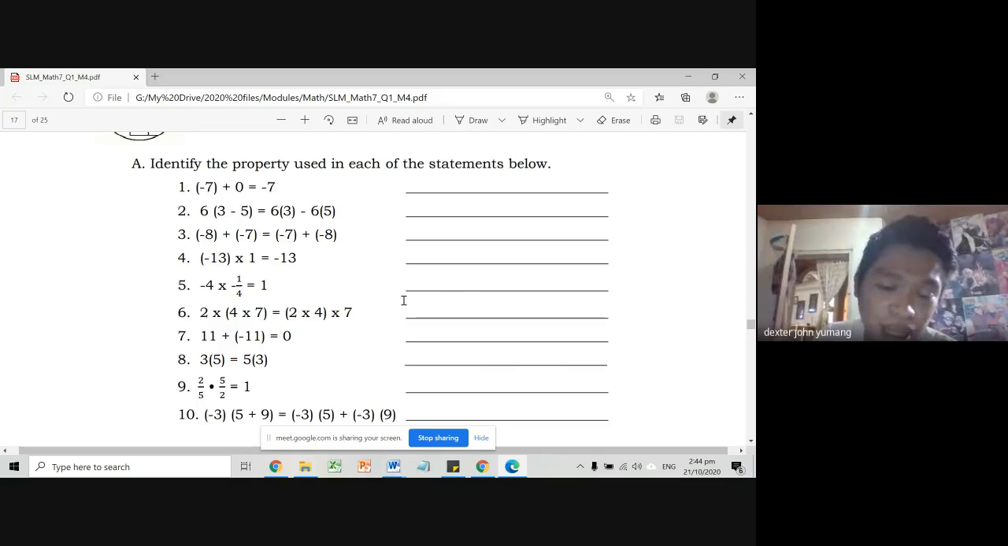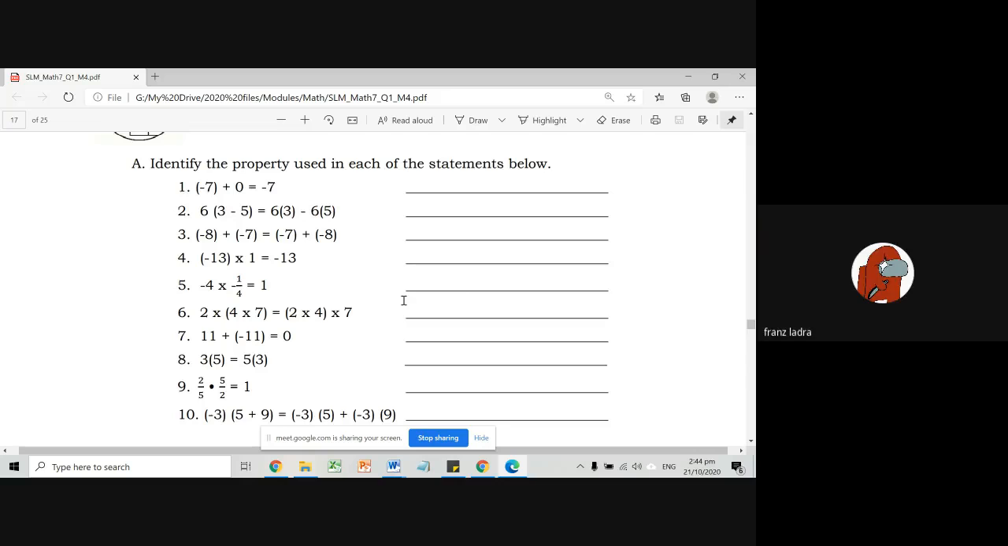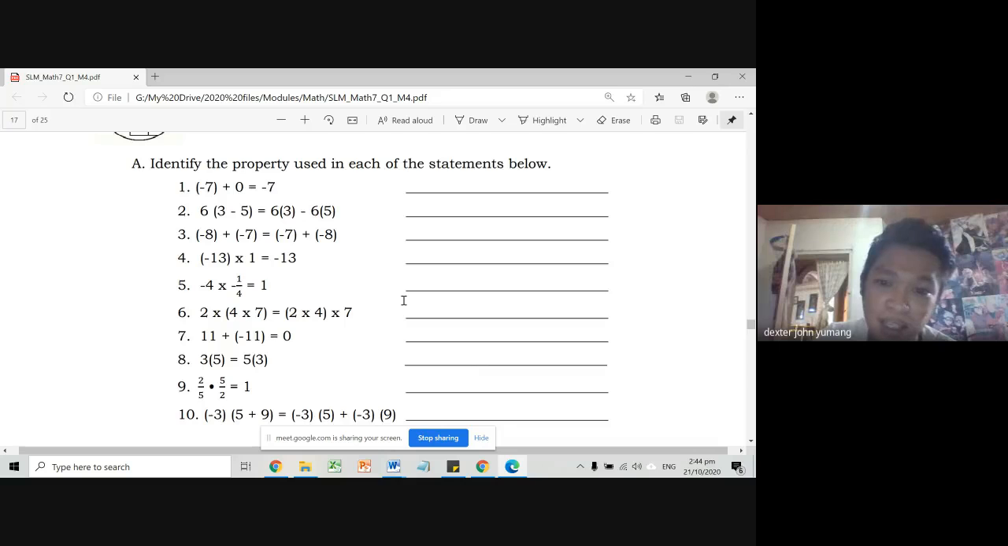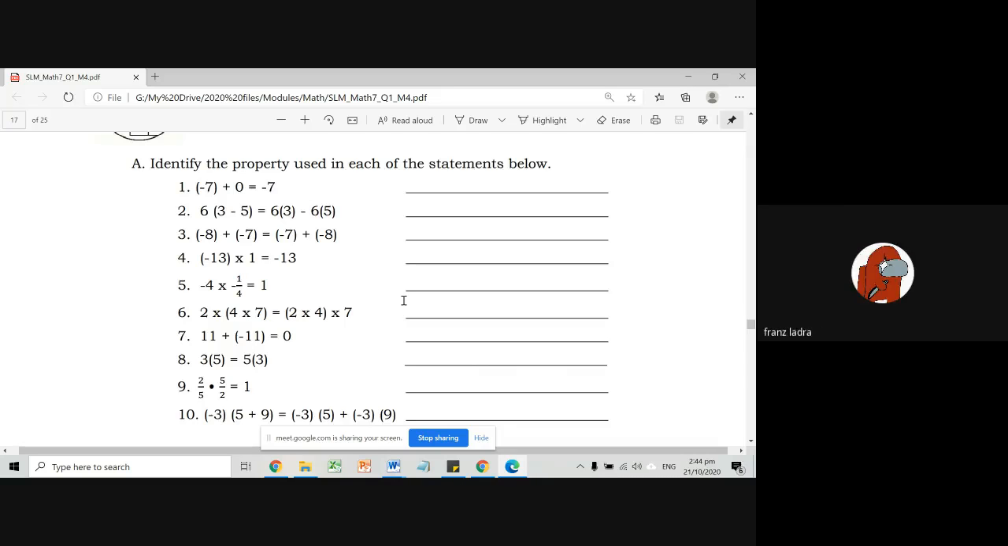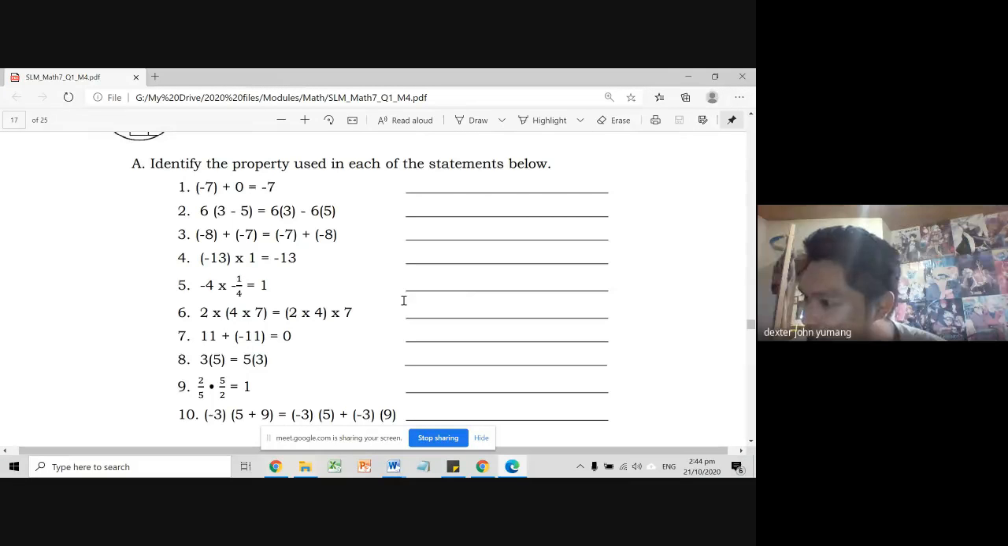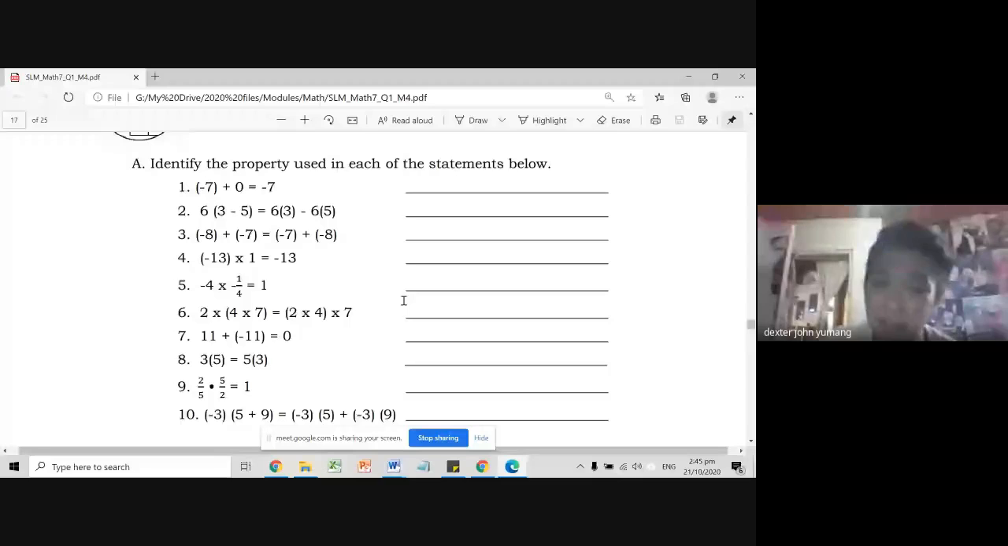Next, negative 13 times 1. That is? Multiplicative identity. No, multiplicative. Identity. Multiplication, identify. Identity. Multiplicative identity pa. Wait lang ha. Yes, multiplicative identity. That is number 4, multiplicative identity. Next, number 5, reciprocal. Number 4, pwede palang identity ang sagot dyan or multiplicative identity.